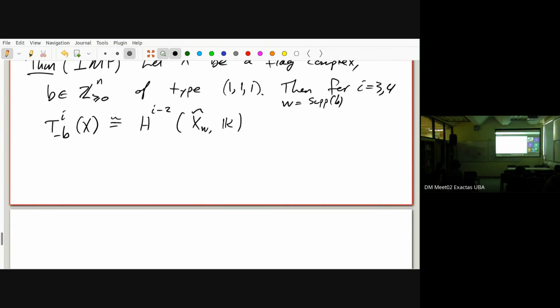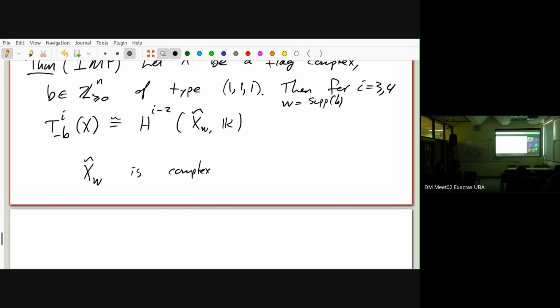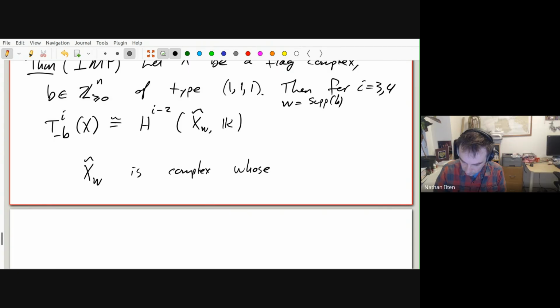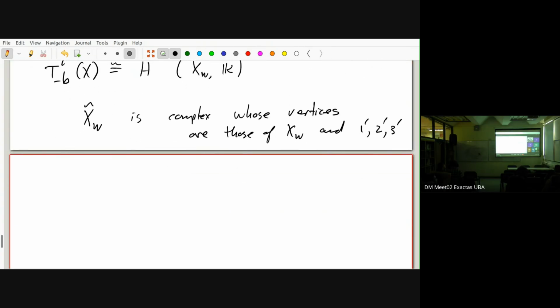So here, this X_W hat is a complex whose vertices are those of X_W, and I have to throw in 3 extra vertices. I'll call them 1 prime, 2 prime, and 3 prime. And so let me tell you what this actually looks like in our example, and then I will be done.